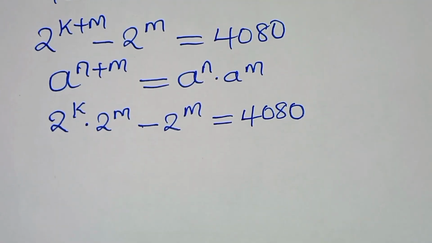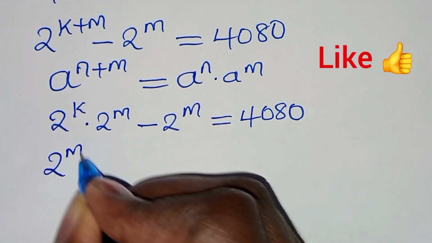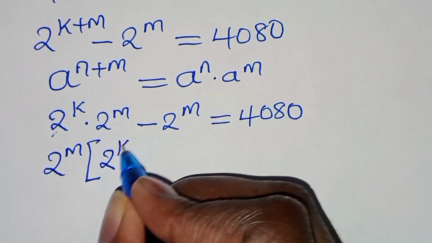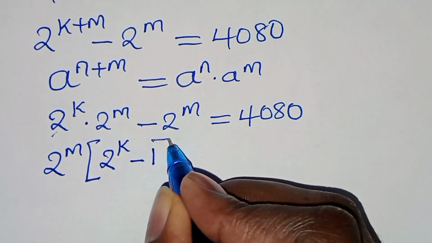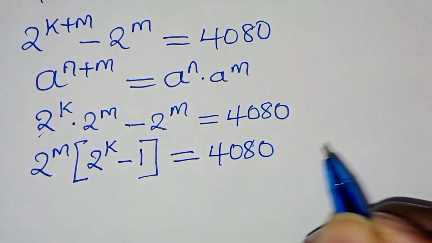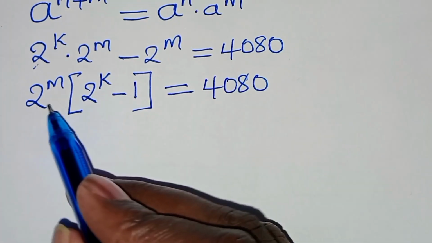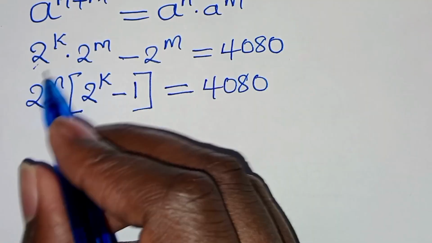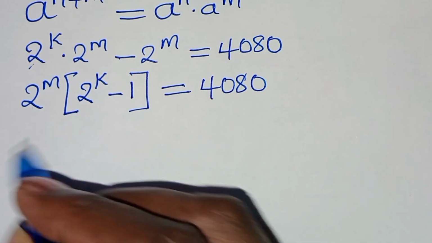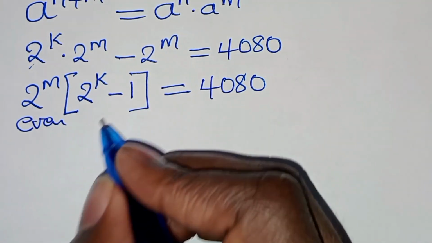Now, the next step from here: 2 to the power of m is common, so we can factor out 2 to the power of m. Inside the parentheses, we'll have 2 to the power of k minus 1, and this is equal to 4080. The next step from here, we have 2 to the power m, this is even. 2 to the power k minus 1, this is odd.